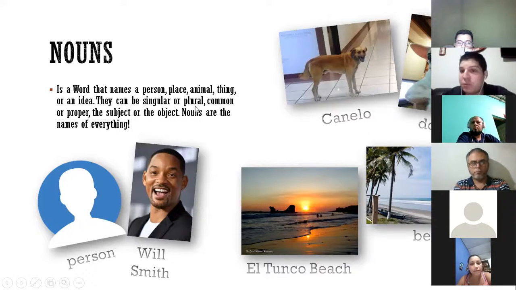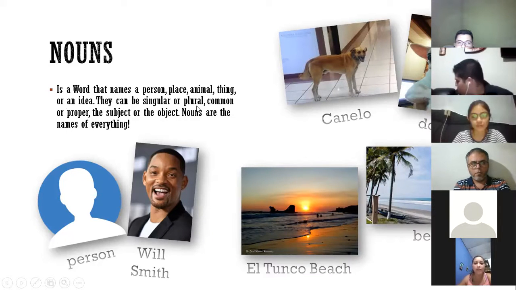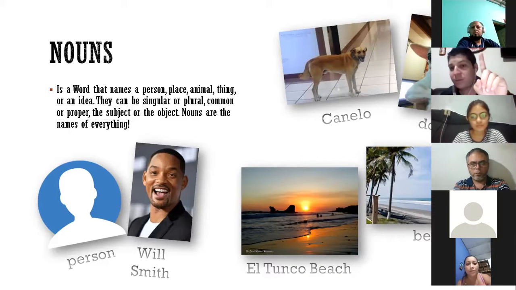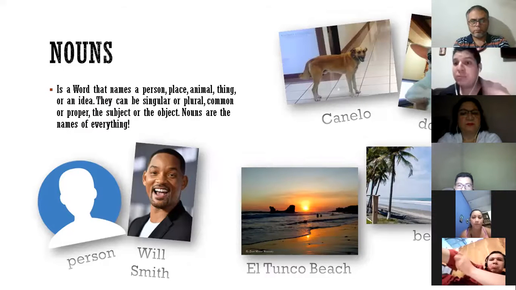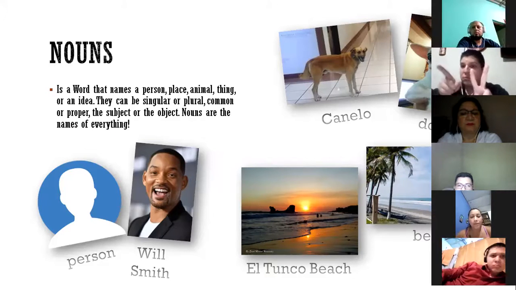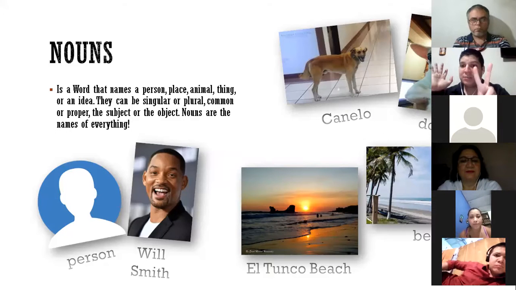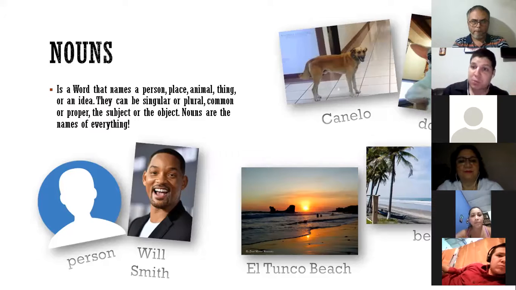They can be singular or plural. What is the meaning of that? Ellos pueden ser singulares o plurales. ¿Qué significa singular? Una persona. Una persona. Estamos hablando. En plural. Una cosa. Mucho. Dos o más. Right? Two or more. So, common or proper?